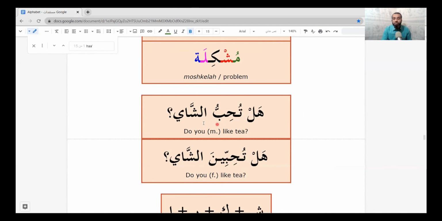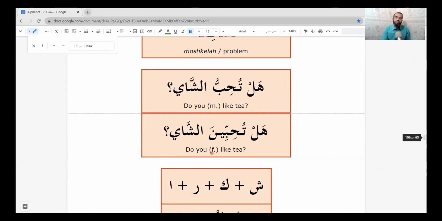هل تحب الشاي؟ This is for male. What about for female? هل تحبين؟ For male, you love is تحب, and for female, you love is تحبين. And then الشاي. هل تحبين الشاي؟ Do you like tea?